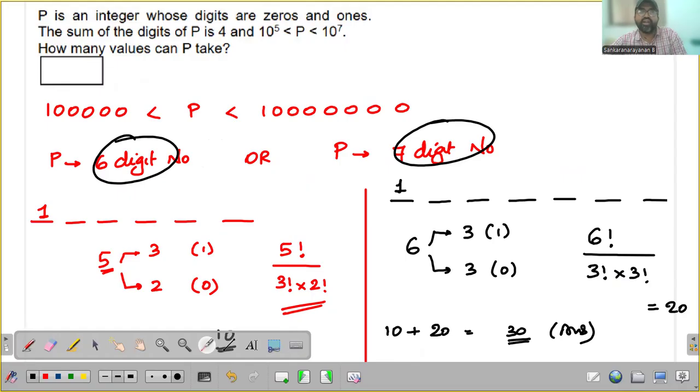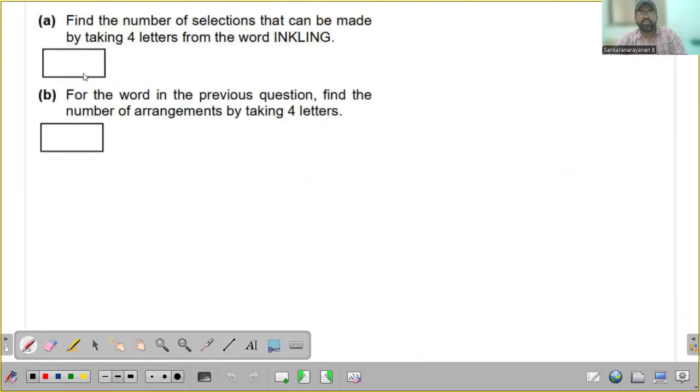How many different values can this P take? That was the question. I can say 30 will be my final answer as far as this question is concerned. Okay, I guess this is clear to all. Let us go ahead with the next question.